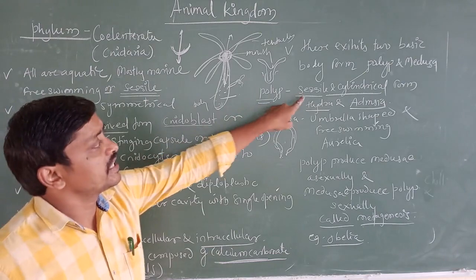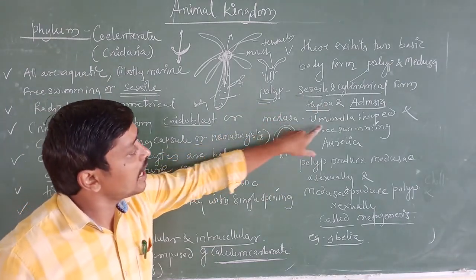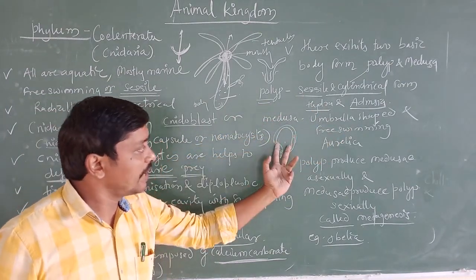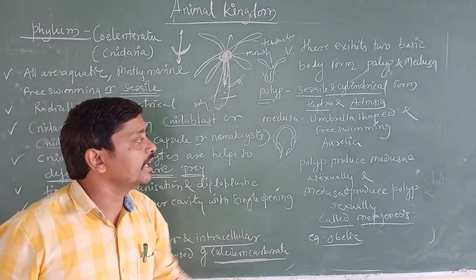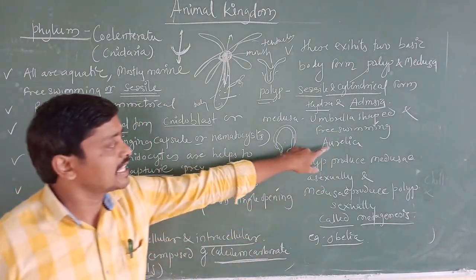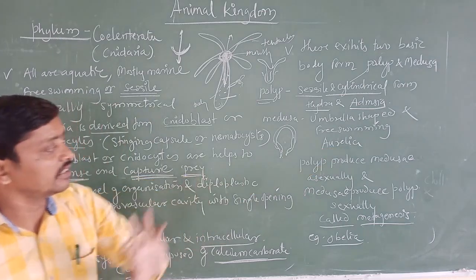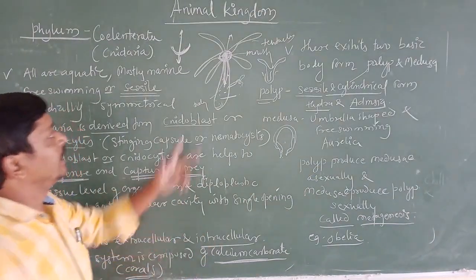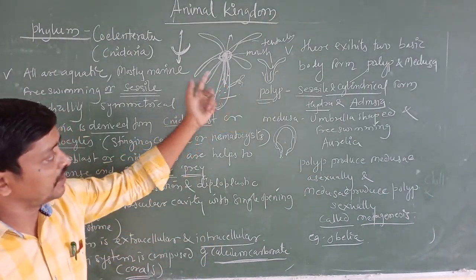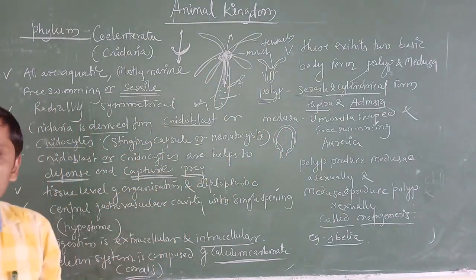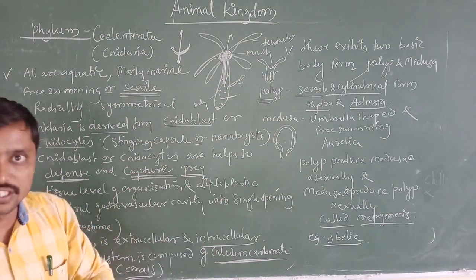Polyp is sessile and cylindrical. Medusa is umbrella shaped and free swimming. Example, Aurelia. Aurelia means jellyfish, its common name. Hydra is polyp and Aurelia is Medusa. These are the two basic body forms.